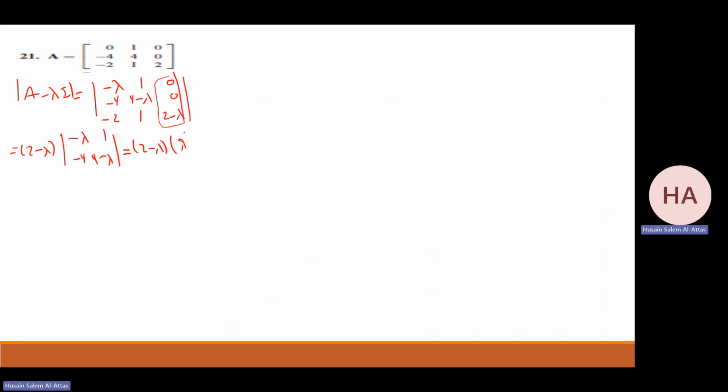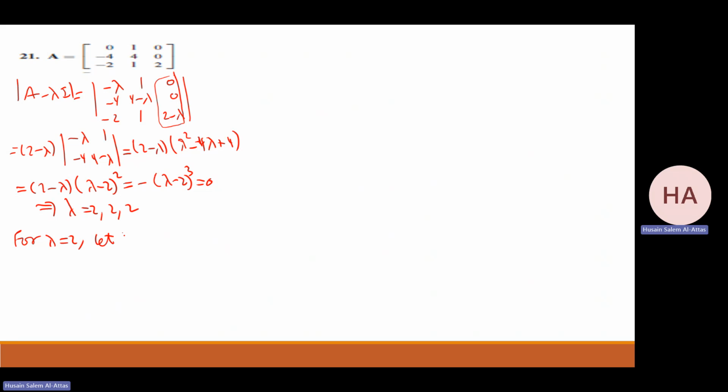So you have lambda squared minus 4 lambda plus 4. Nice. That will be 2 minus lambda times lambda minus 2 squared. So I have minus lambda minus 2 cubed. So lambda is 2 with multiplicity 3. That's good. For lambda equal 2, let me find V1 and see how many eigenvectors I can get. I need to get 3 eigenvectors or it will not be diagonalizable.